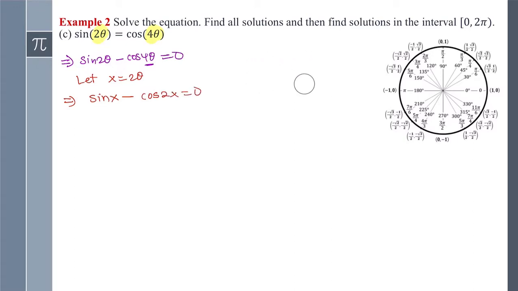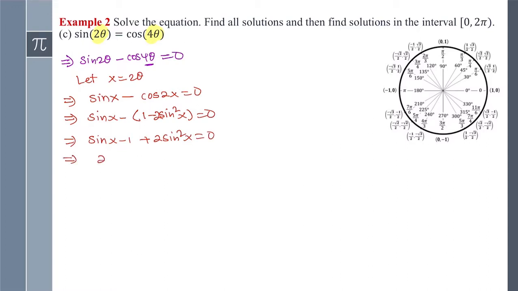Now I just have sine x and cosine 2x. That means I can use the double angle identity for cosine 2x and change that in terms of sine. So I can rewrite this as sine x minus, 1 minus 2 sine squared x equals 0, because cosine 2x is 1 minus 2 sine squared x. And then we have sine x minus 1 plus 2 sine squared x equals 0. Let's put them in order. So 2 sine squared x plus sine x minus 1 equals 0.